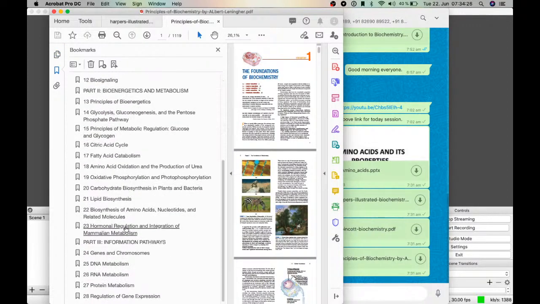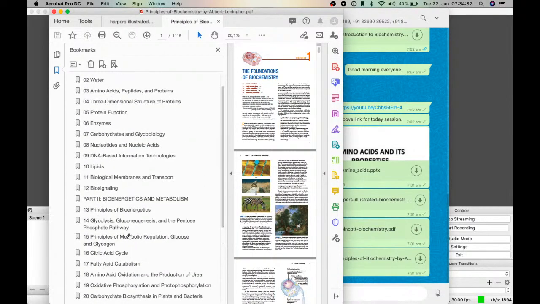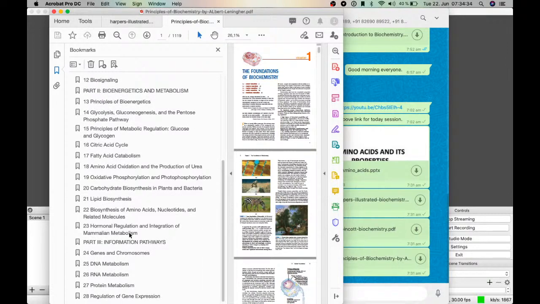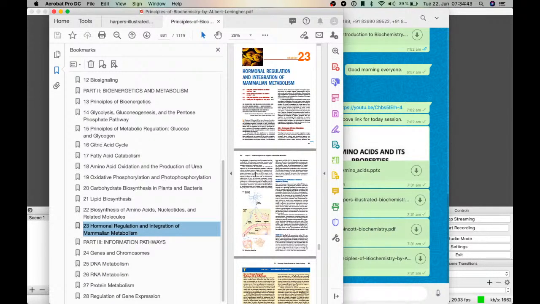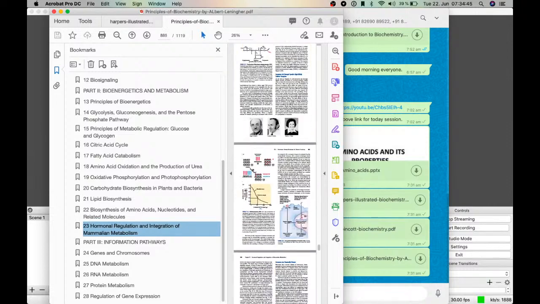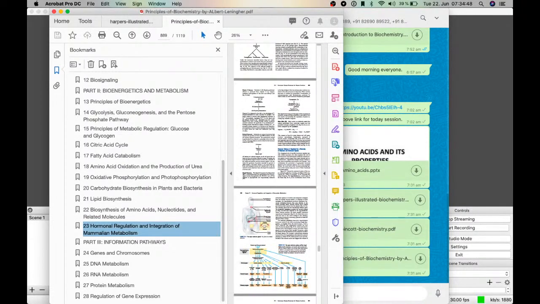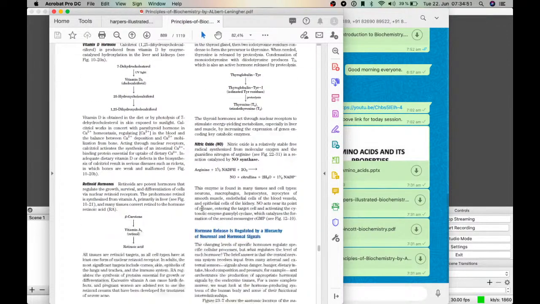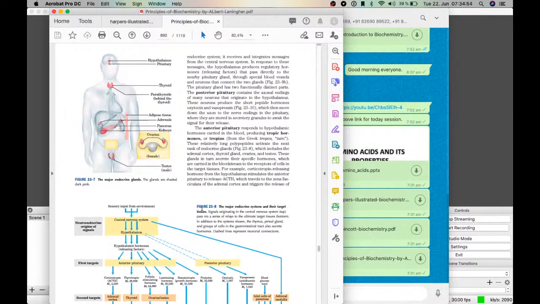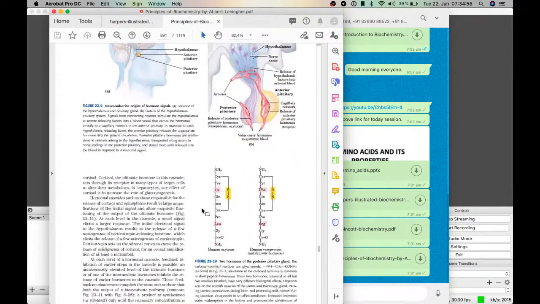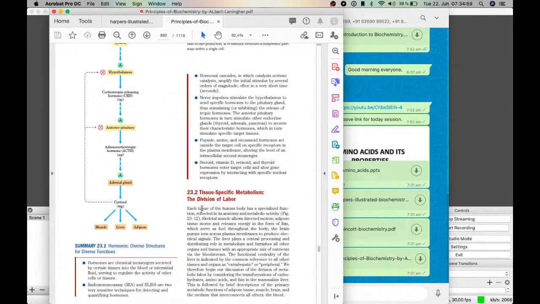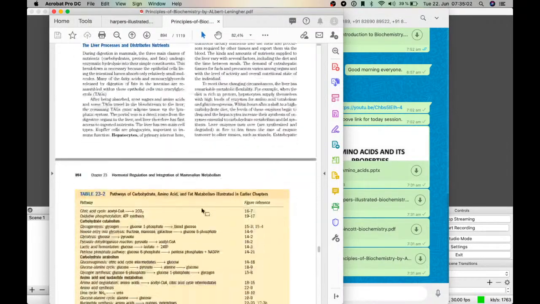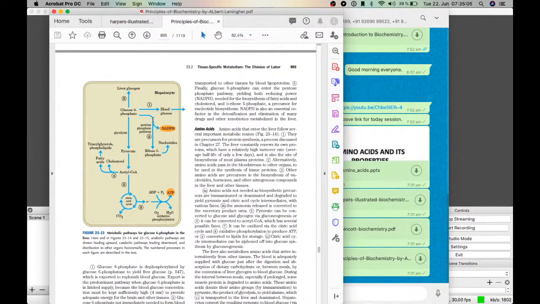So this is also divided into around 28 chapters, but this is very much defined. I mean, this is not more inclined to your medicinal perspective. There might be some chapters related to that, like this one, hormonal regulation and integration of mammalian metabolism. But the content in Lehninger, the way they have presented it, is easier to understand and the diagrams are very nice compared to the other books. So in that perspective, I will really prefer this book out of the others too.